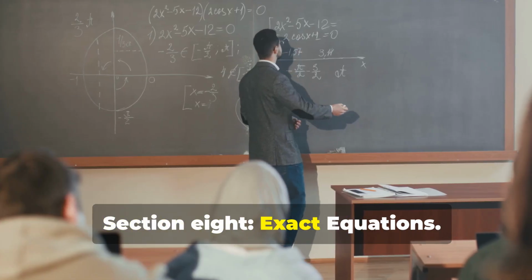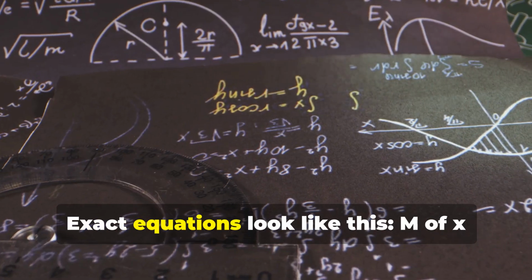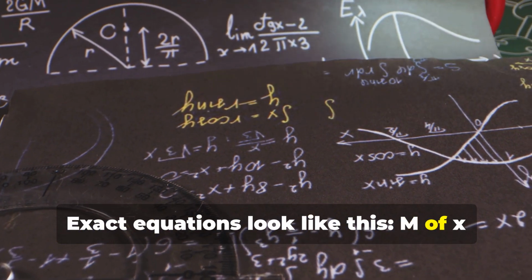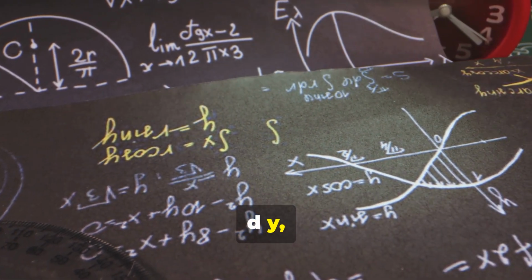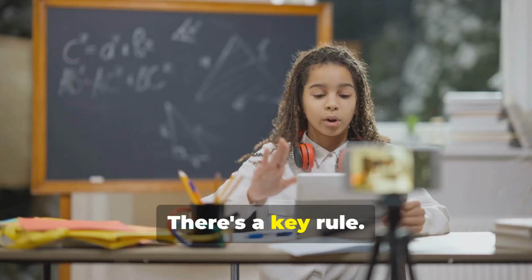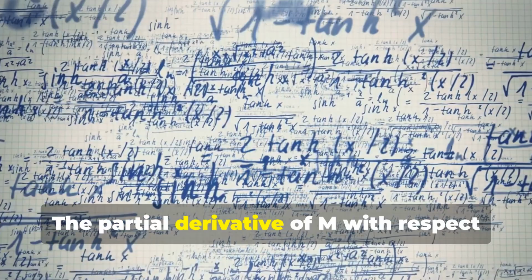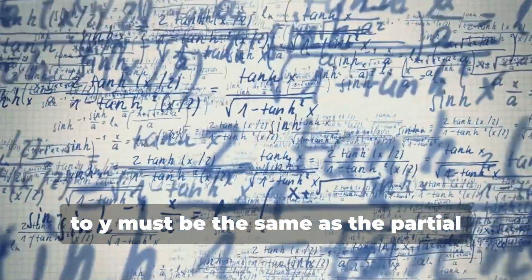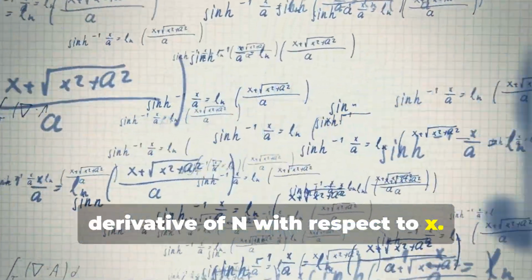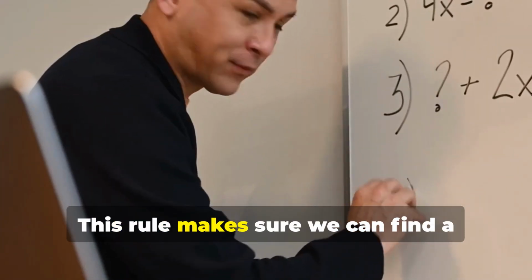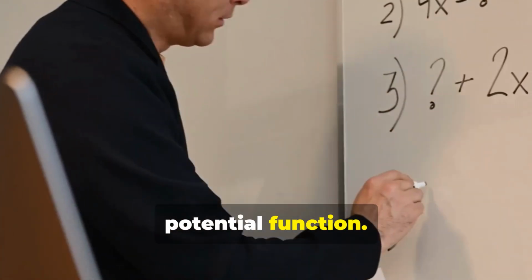Section 8. Exact equations. Exact equations look like this: M(x,y) dx plus N(x,y) dy equals 0. There's a key rule. The partial derivative of M with respect to y must be the same as the partial derivative of N with respect to x. This rule makes sure we can find a potential function.